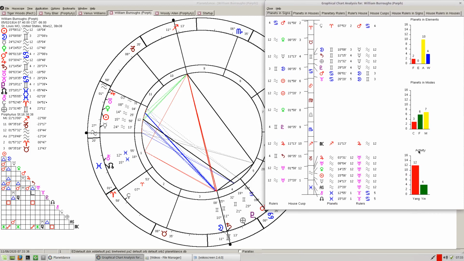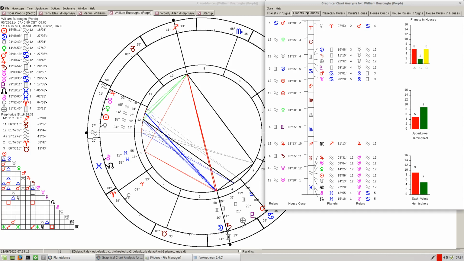You can see the breakdown of the planetary positions by modality: cardinal is 3, fixed is 6, mutable is 7. And in terms of the energy of the planets, Yang being equivalent to extrovert, Yin being equivalent to introvert, Burroughs has many Yang positions. These are the ones in fire and air, and not so many introvert or Yin positions. These are the positions in water or earth.